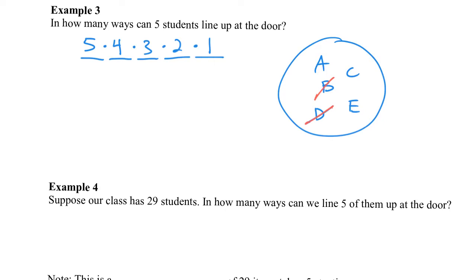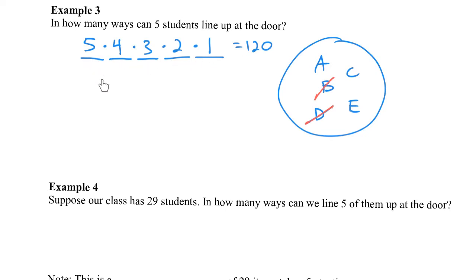It's the multiplication rule, and it's also 5 factorial. So there's a relationship between the two. So in this context, 5 factorial is actually the multiplication rule. So if you multiply this together, you get 120. So you can see how these things get big really quickly. With only 5 students, there's 120 different ways you could line up these 5 students at the door.